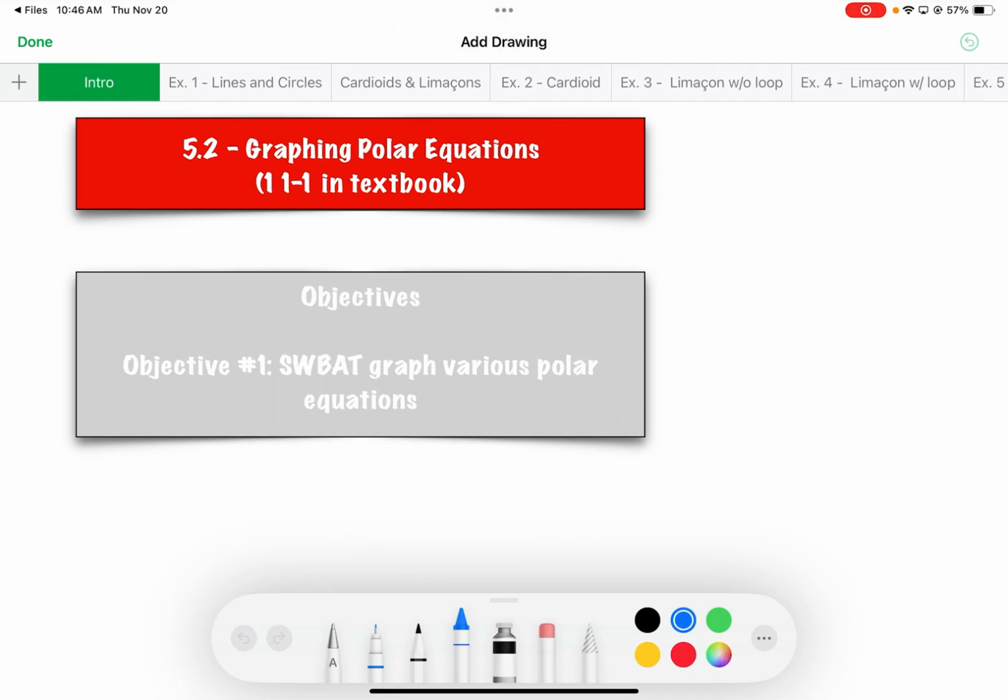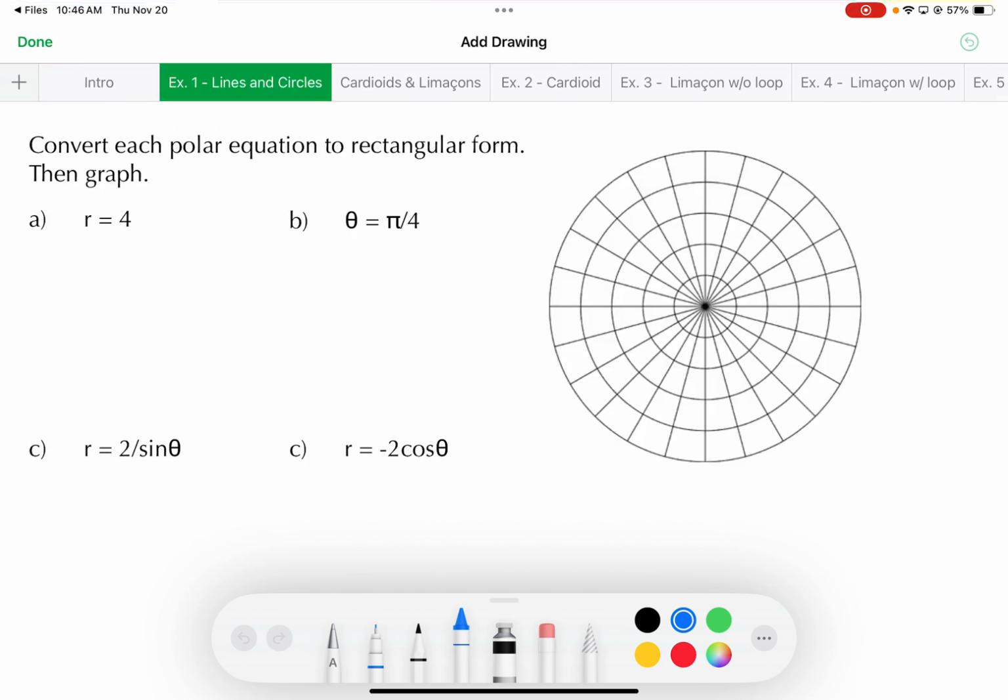Okay, so we're going to look at a lot of different types of polar equations, some basic ones to start, some circles, some lines, and then we're going to get into some really unique ones after that, all right? So let's start here. Convert each polar equation to rectangular form and then graph. All right, this first one's really easy.